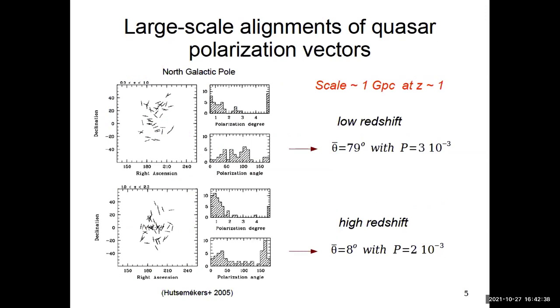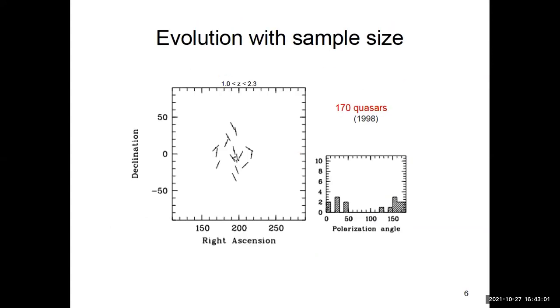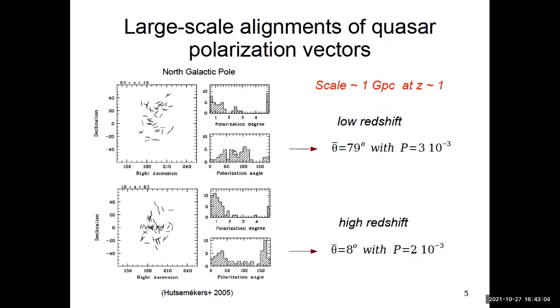So now, what do I mean by large-scale alignment of quasar polarization vectors? This is a map toward the North Galactic Pole. You have right ascension and declination here, and two redshift cuts, lower than 1, and here between 1 and 2. This is the distribution of the polarization degree, and the distribution of the polarization angle. And we immediately see by eye that the polarization vectors are not randomly distributed. They have some mean value, and the probability that it's due to a random distribution is low, of the order of 10 to the minus 3.